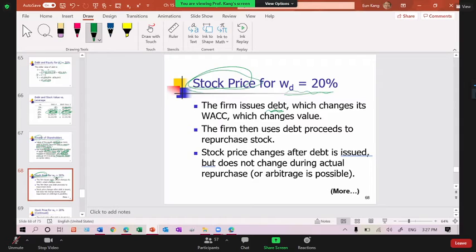Then that will change its WACC, right? We already have seen WACC change, and that changes value. Then the firm uses that proceeds to repurchase stock. Then what? Stock price changes after that is issued, but does not change during actual repurchase, or arbitrage is possible.